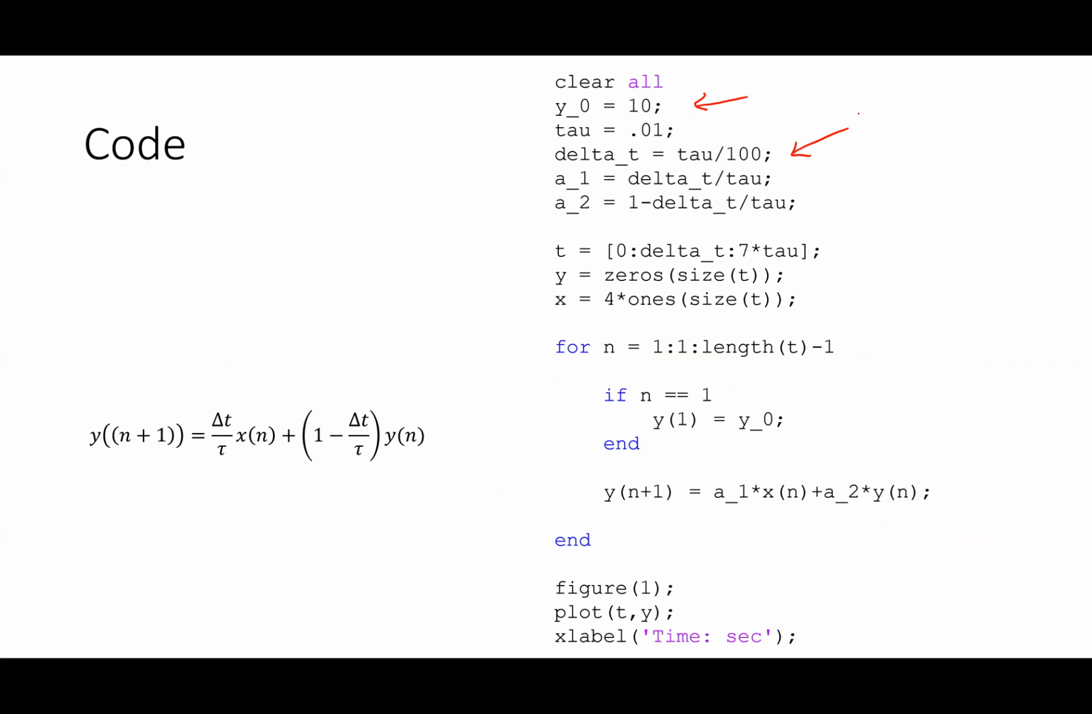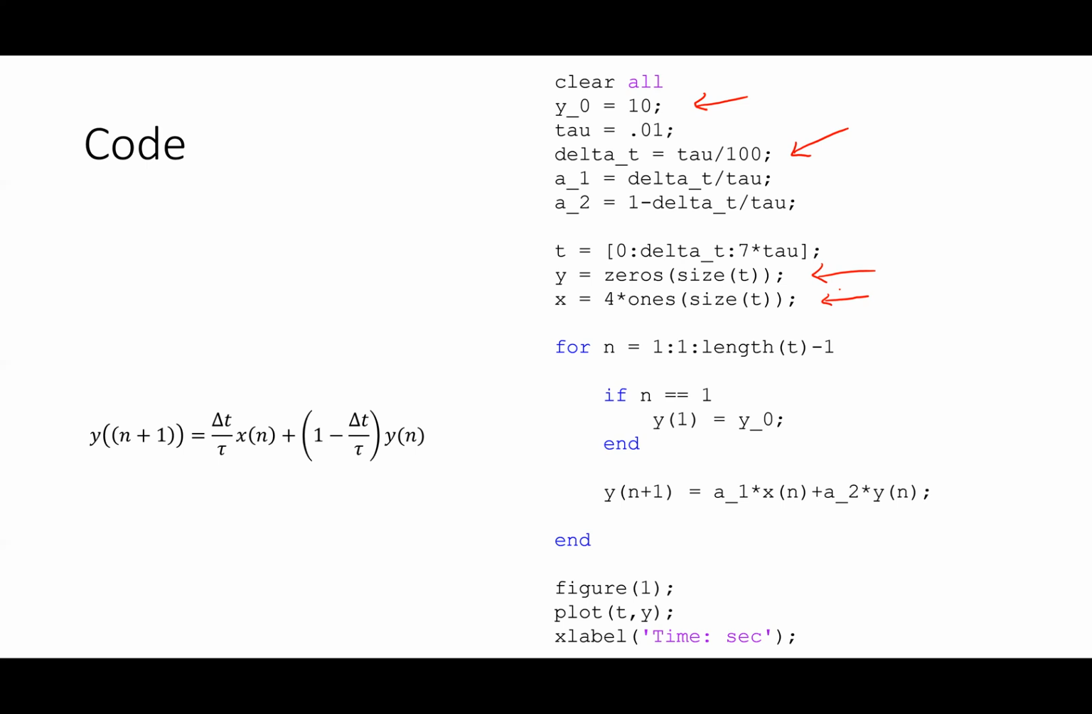And here, what did I do? Well, I created a y vector, which was all zeros. And then I said x is 4 times ones of size t. So what does ones of size t do? Yeah, it's a vector of ones the size of t, and I multiply it by 4, so it's a vector of 4s at that point.